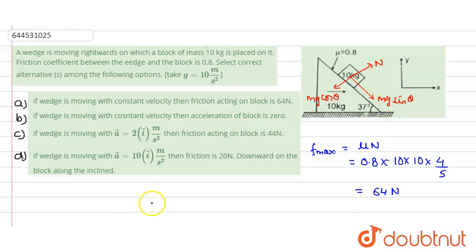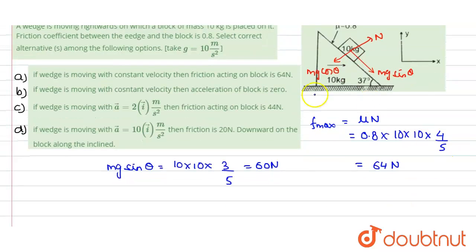Now what is mg sine theta? The mass is 10, g is 10, and sine 37 is 3 divided by 5. This turns out to be 60 Newton. Because the wedge is moving with constant velocity, there won't be any pseudo force, so these are the only forces acting. So mg sine theta is less than the maximum value of the friction. That means the value of the friction force in this situation would be just 60 Newton and not 64 Newton. The friction force would be equal to mg sine theta.